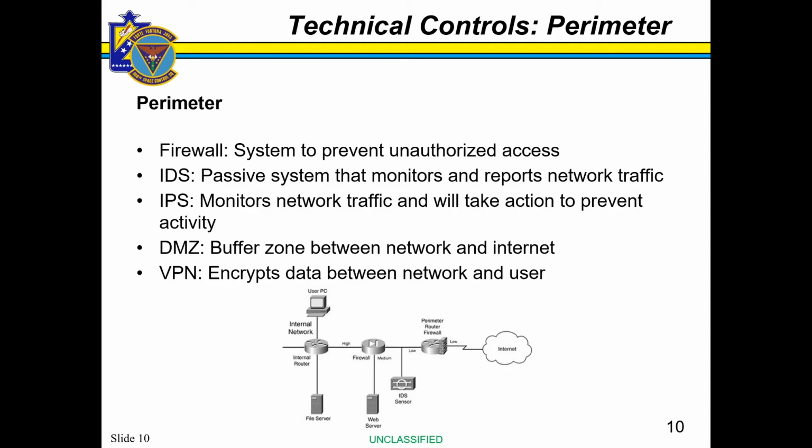Some of the measures used are firewalls that block unauthorized access, intrusion detection systems that monitor traffic and report it, intrusion prevention systems that detect and prevent malicious activities, demilitarized zone that's generally between the network and internet, VPNs which allow users to have encrypted access to a network, etc.